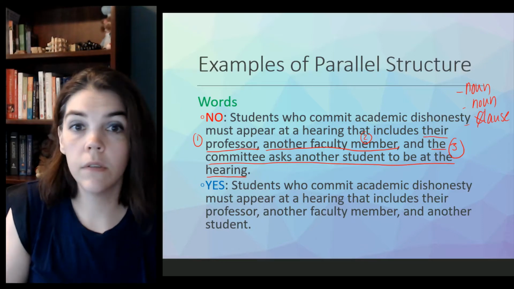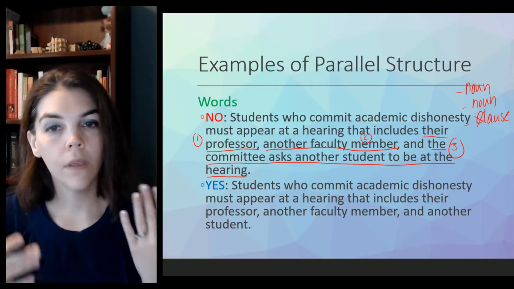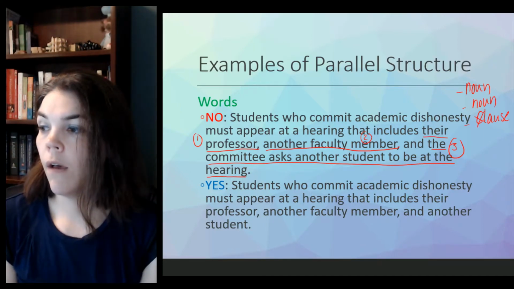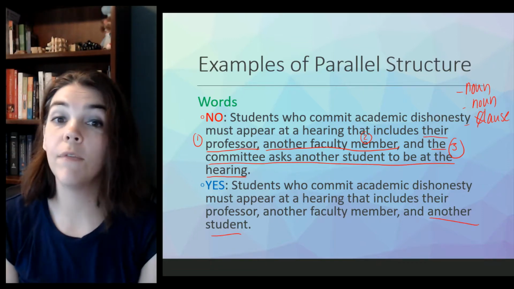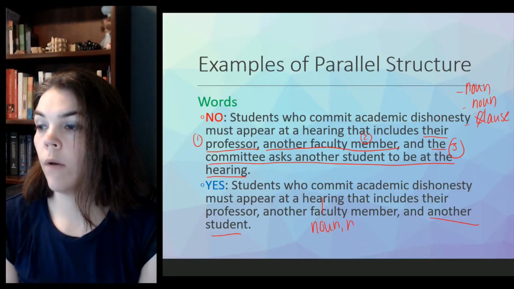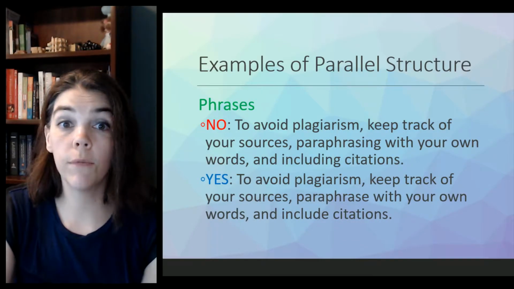This one it's too long. Okay, we need to make it shorter. And this one's pretty easy to make shorter. We can just say, and another student. And that fixes it. Then we have noun, noun, and noun. Okay? Parallel. Let's try it now with some phrases.